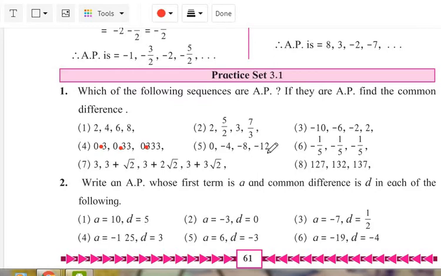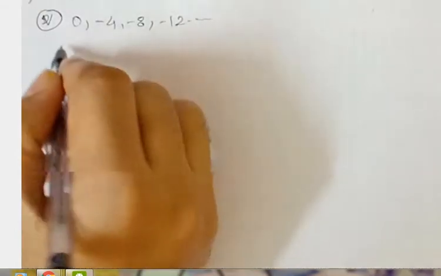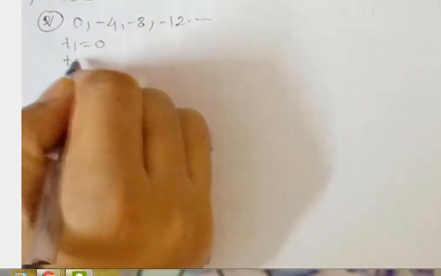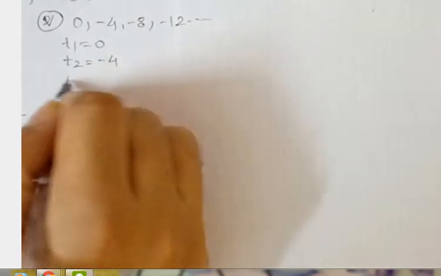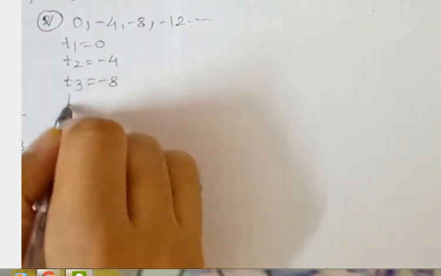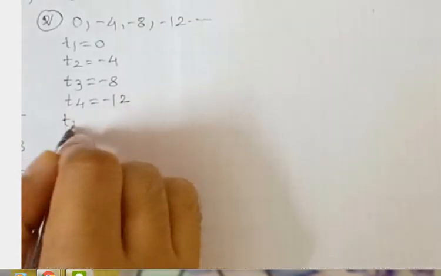Then next one is 0, minus 4, minus 8. Question number 5 is 0, minus 4, minus 8, minus 12 and so on. Here T1 is equal to 0, T2 is equal to minus 4, T3 is equal to minus 8 and T4 is equal to minus 12.